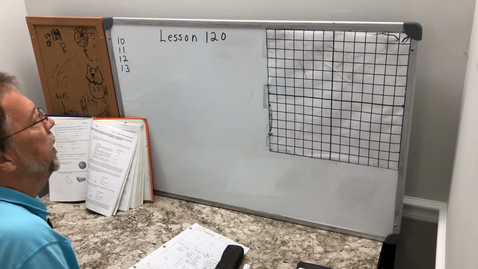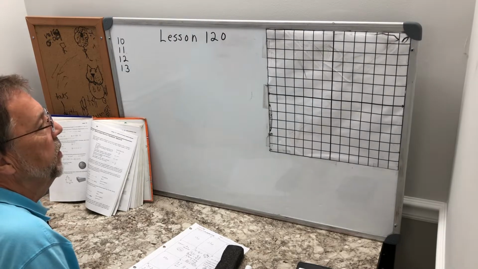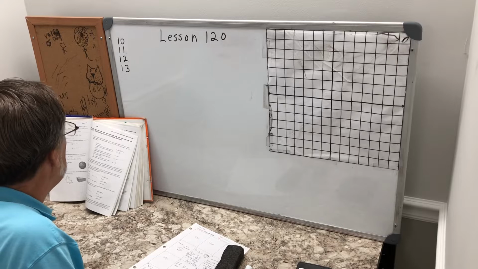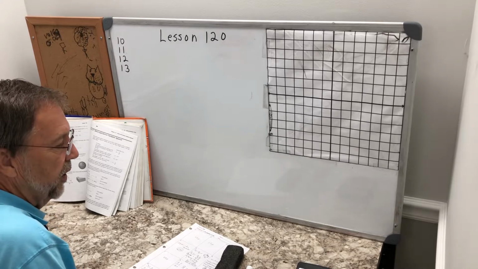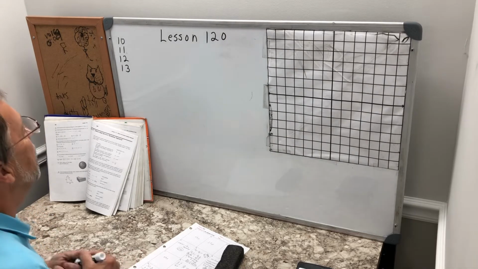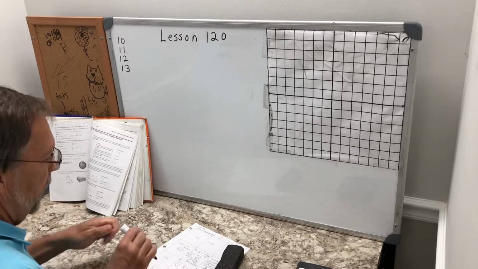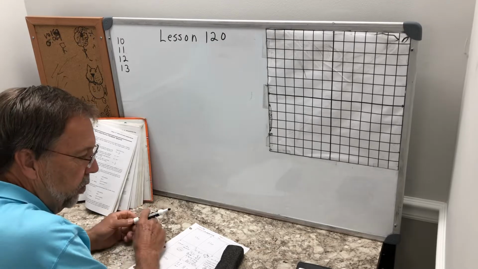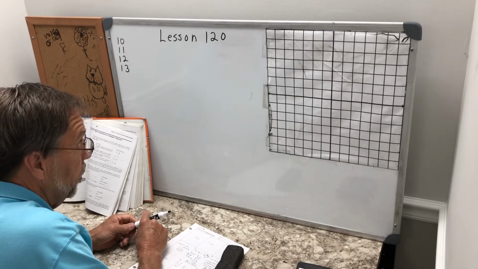Lesson number 120. That's the final lesson of this textbook. We couldn't have hardly imagined when we started way back in August, 1st of September, that we could get here, but we've arrived. Lesson 120. Here's kind of the overview of finishing out this year: we will do this lesson 120.